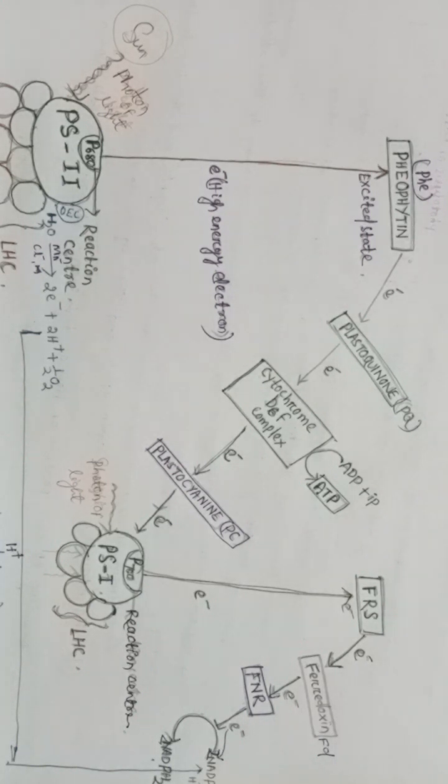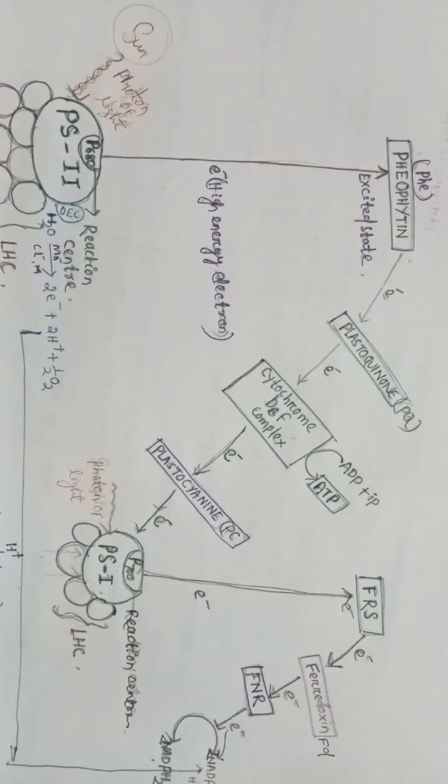where both the photosystems are involved, and both the photosystems work simultaneously. Then let us see what happens during the mechanism of light reaction.